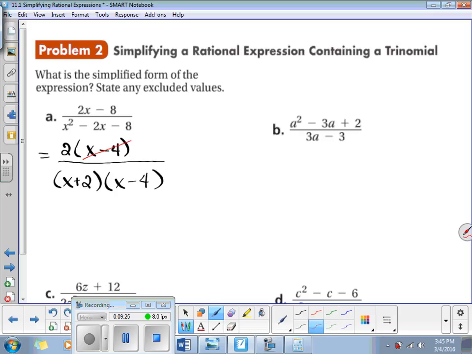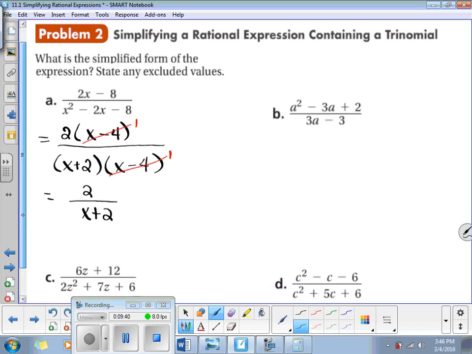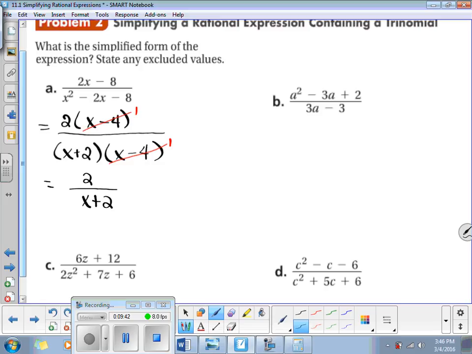So here I've got an x minus 4 and an x minus 4. Those both simplify to 1. And what's left is 2 over x plus 2.